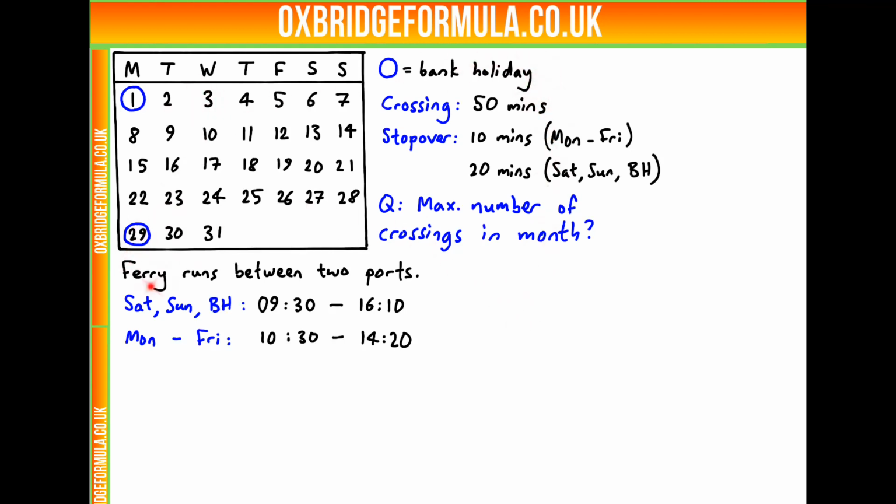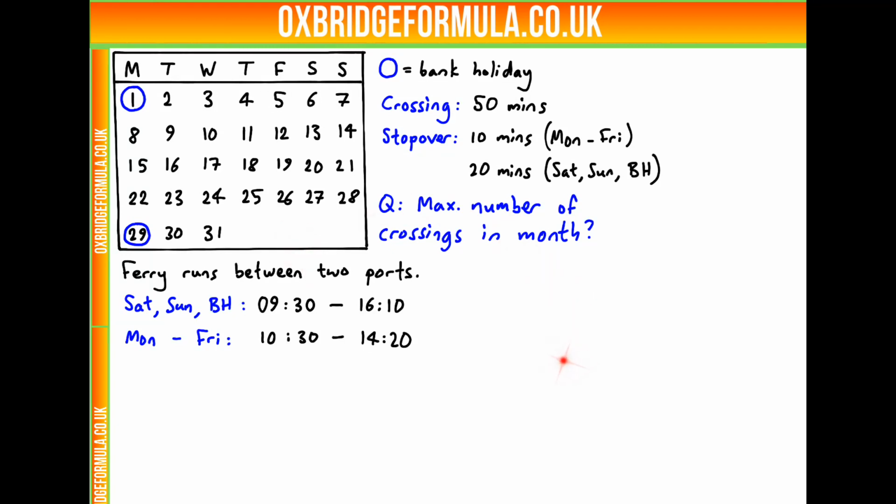And we're told that a ferry runs between two ports, and these are the hours that the ferry runs on Saturdays, Sundays and bank holidays, and Monday to Friday. We're told that a crossing takes 50 minutes, and there's a stopover time between crossings, which is 10 minutes Monday to Friday, or 20 minutes Saturday, Sunday, and bank holiday. Therefore, what is the maximum number of crossings that a ferry can make in this 1 month?